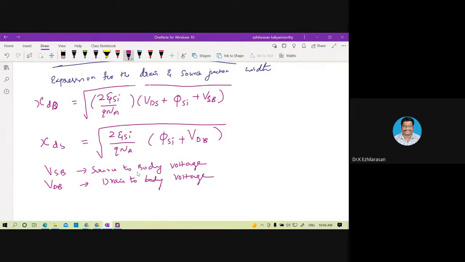Now see here, very simple. There will exist a potential barrier between the source and drain, which is to be lowered by applying the gate voltage. In short channel devices, in addition to the gate voltage, the drain voltage also will have a significant effect on reducing this barrier.